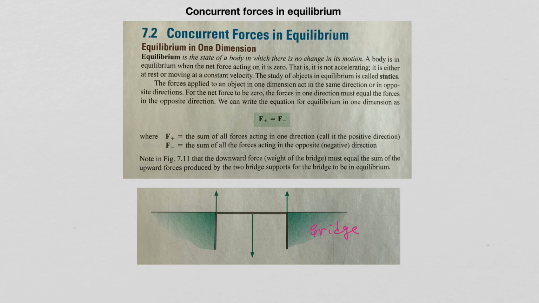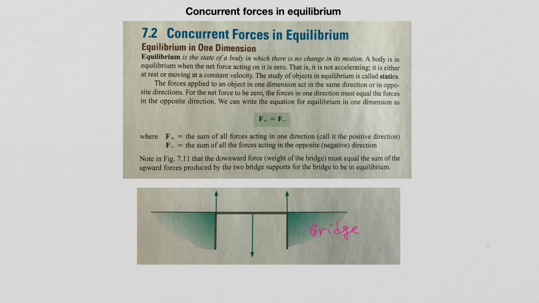But we have two forces that point in one direction, up. Those are the support forces. And one force that points in the opposite direction, down. That is the weight of the bridge. And so the bridge is in equilibrium. It is not moving. It's at rest. Which means that the sum of the forces at the supports is equal to the weight of the bridge.